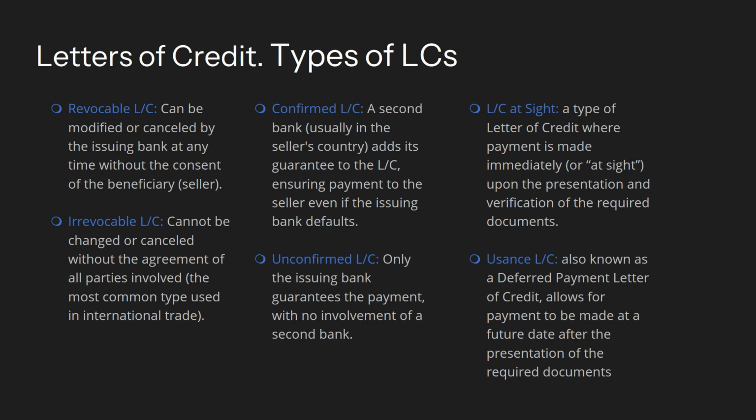While Usance LC allows for payment to be made at a future date after the presentation of the required documents, it provides the buyer with a grace period, or credit period, typically 30, 60, 90, or 180 days, after the shipment date or the date of presenting documents before payment is due, unlike LC at sight.